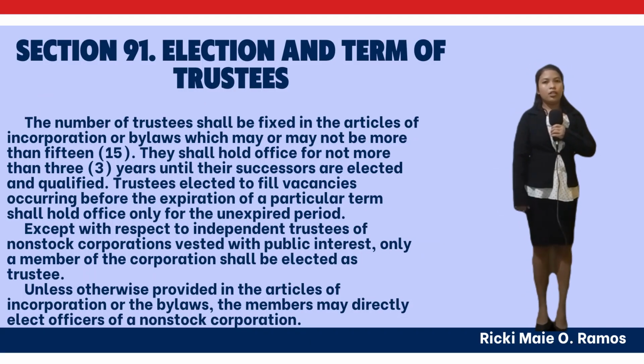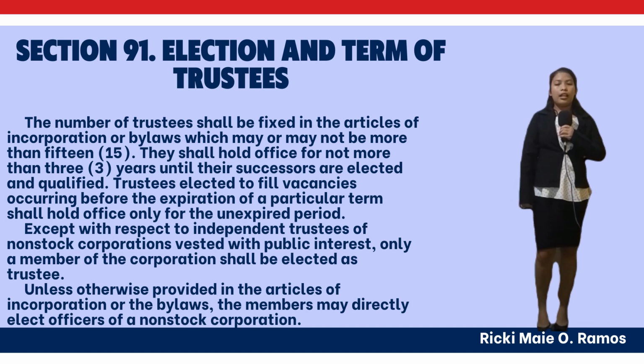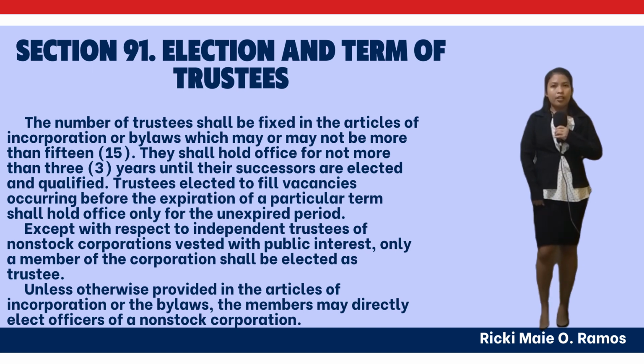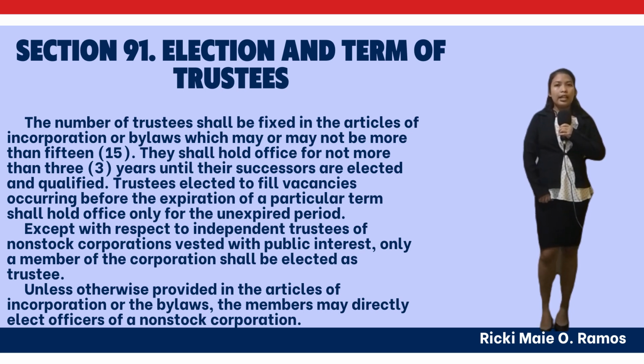Chapter 2, Trustees and Officers. Section 91, Election and Term of Trustees. Based on this section, the number of trustees may or may not be more than 15 depending on the articles of incorporation and the bylaws. The trustees so elected shall have a term of not more than 3 years until successors are elected and qualified. In terms of the independent trustees who are not a member of the non-stock corporation, they can only be elected if and only if the corporation is vested with public interest.